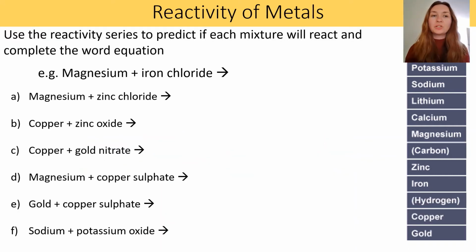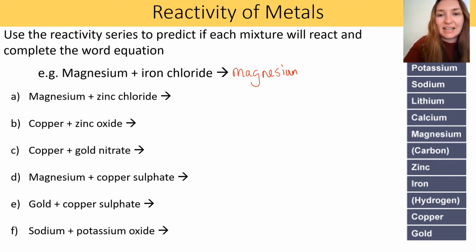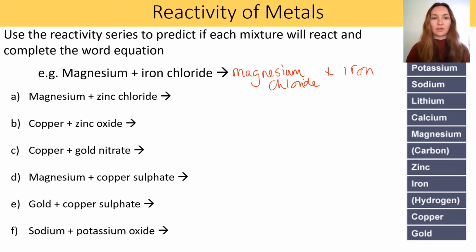So what you're going to do now is use the reactivity series to predict if each mixture will react and complete the word equation. So for example, if I have magnesium reacting with iron chloride, like we saw on that last slide, the magnesium is more reactive than iron, and therefore I'm going to form magnesium chloride. It's stealing that chloride, and the iron has been displaced, so iron will end up on its own. So what I would like you to do is click pause and have a go at doing A to F and see what you can do.